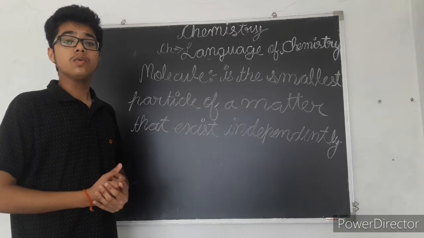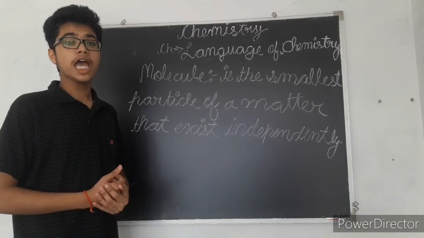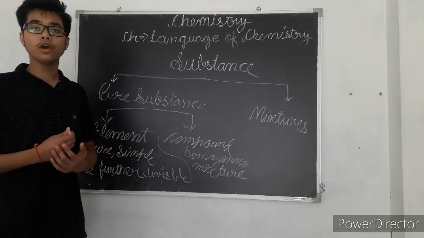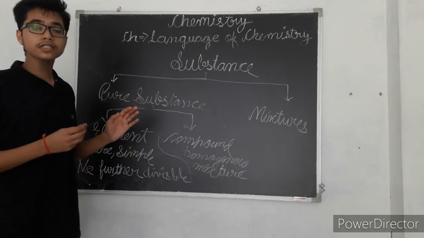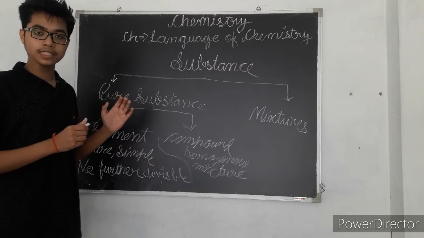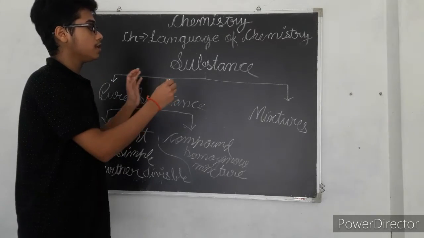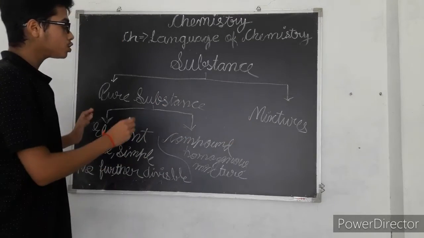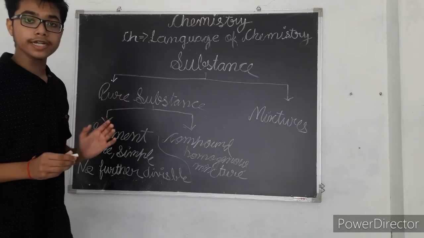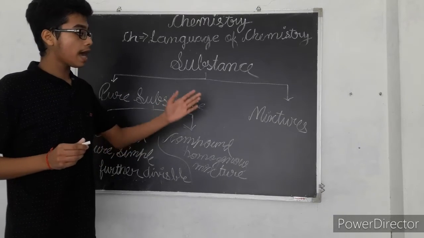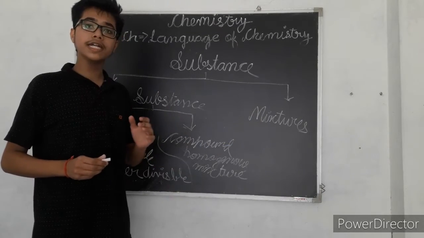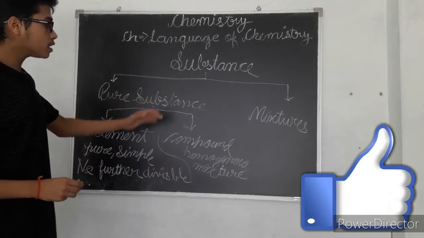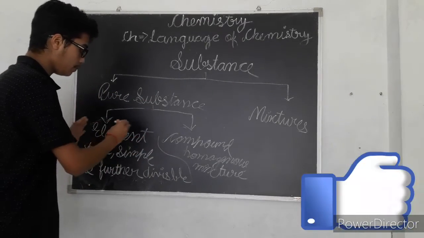Now we will study what substances are and what the types of substances are. We have studied about atoms, molecules and matter. Substance is matter only which occupies space and has mass. Substance is divided into two types, pure substance and mixtures. Pure substance is a molecule which contains the same type of atom, and mixture is a molecule which contains different types of atoms. Pure substance is further divided into two types, elements and compounds.